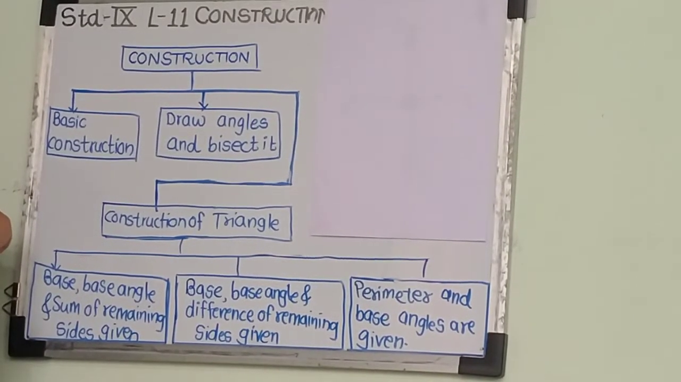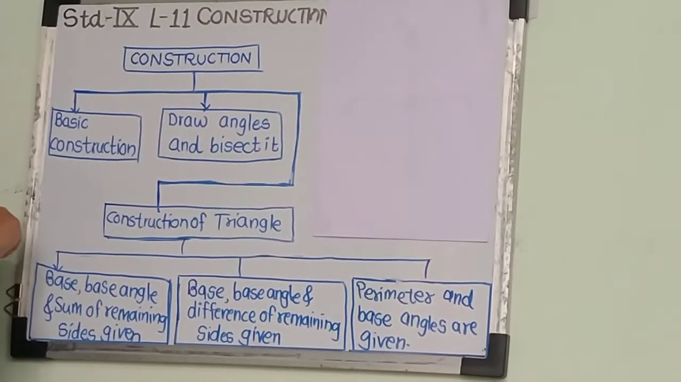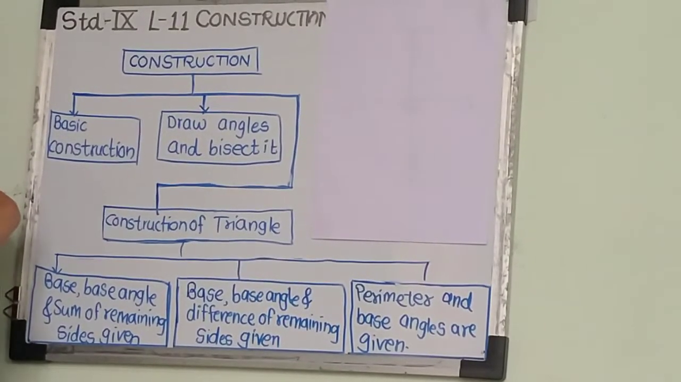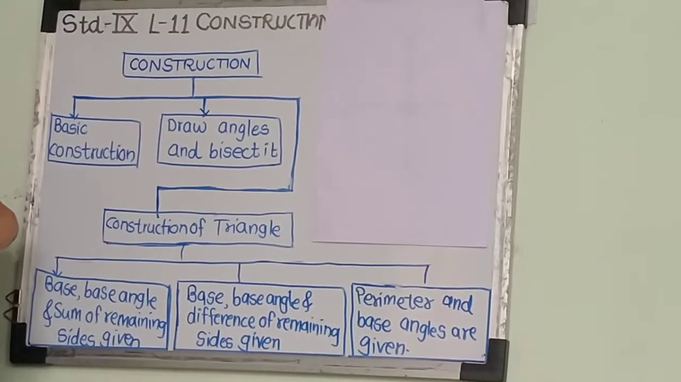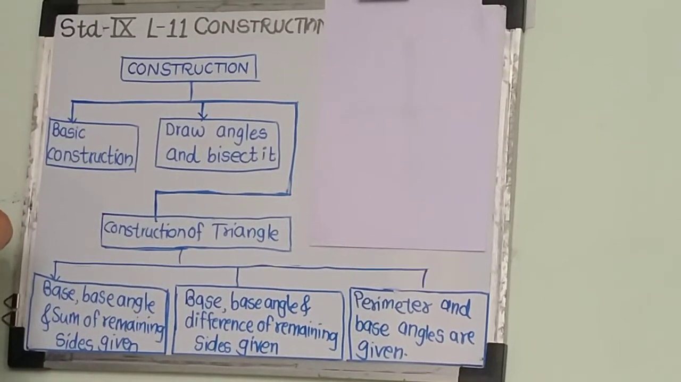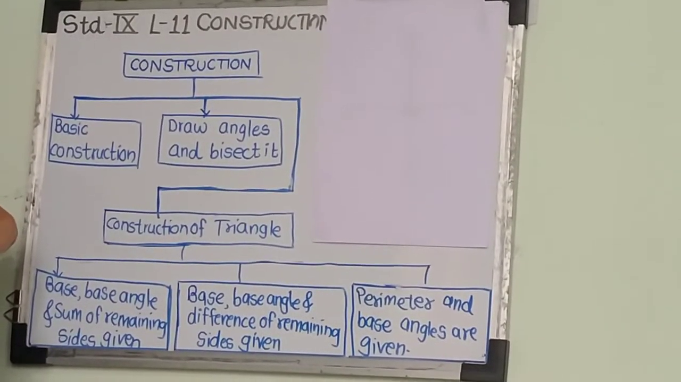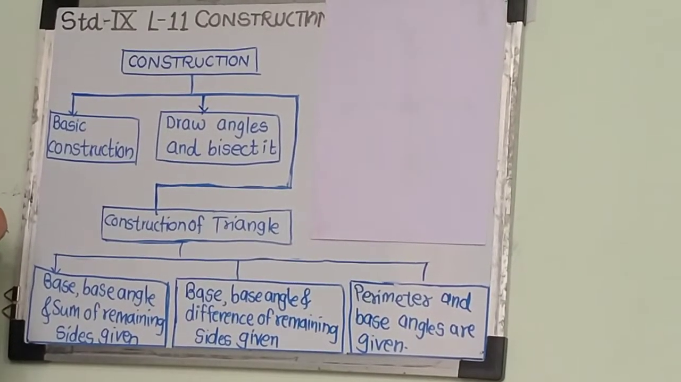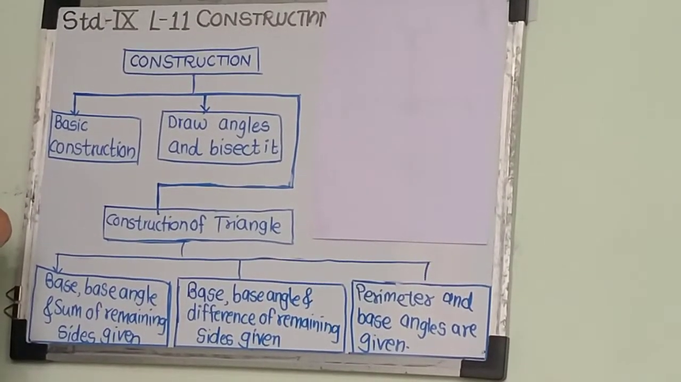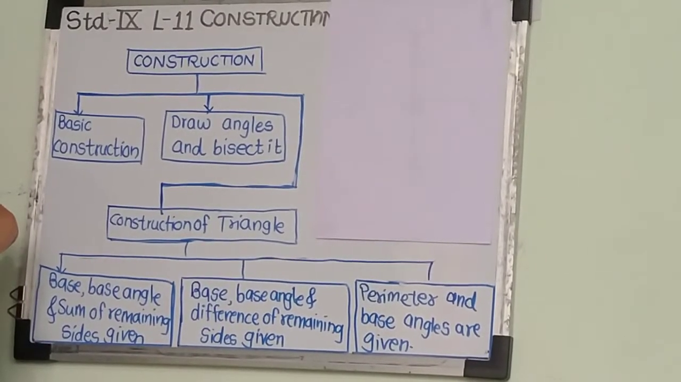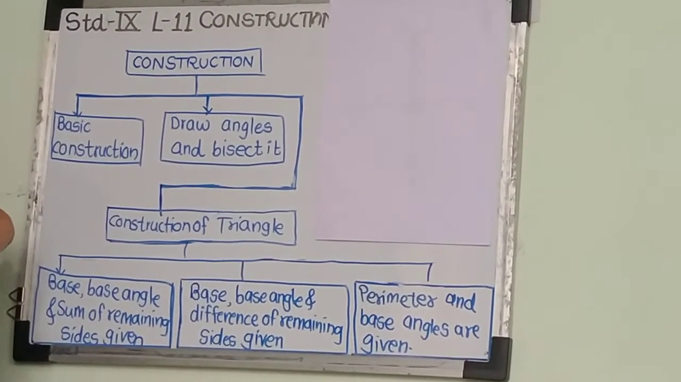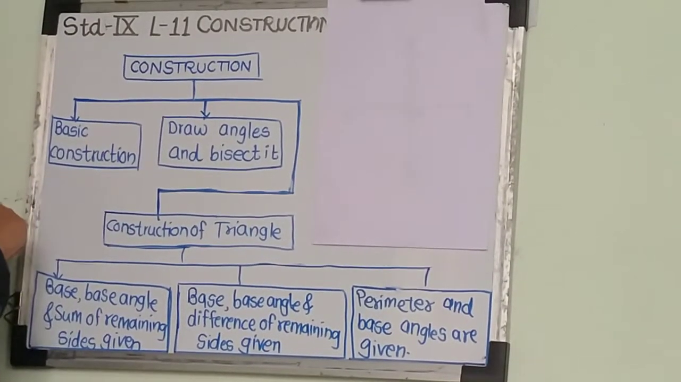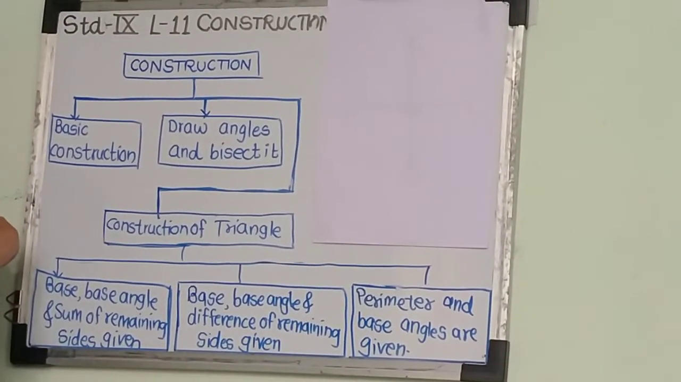Second, we are going to see when the line is given and we take any point on this line, then how to draw the perpendicular from that point. That also we are going to see. Third, we are going to see how to draw a line segment and draw its perpendicular bisector. These are the basic constructions we are going to learn.